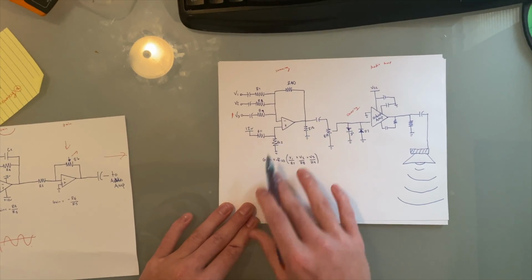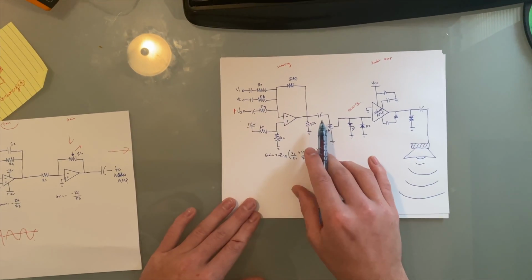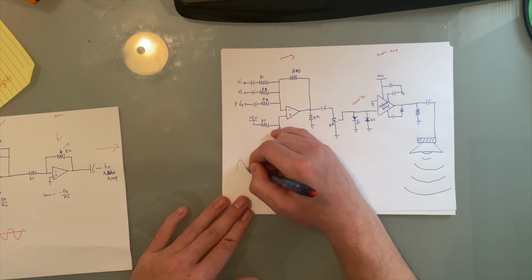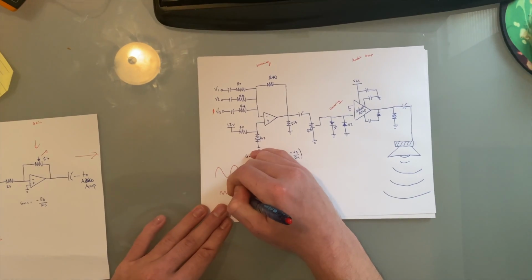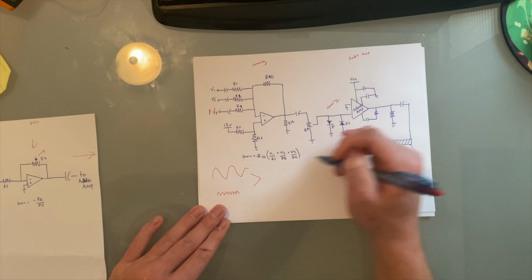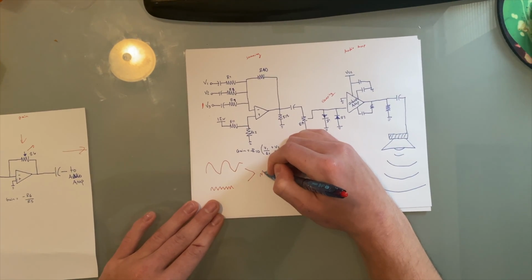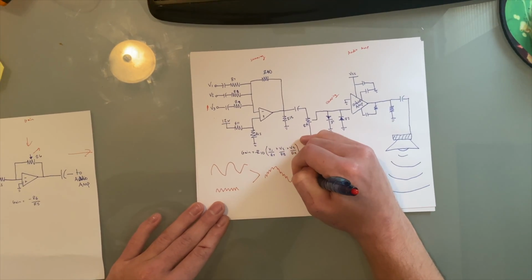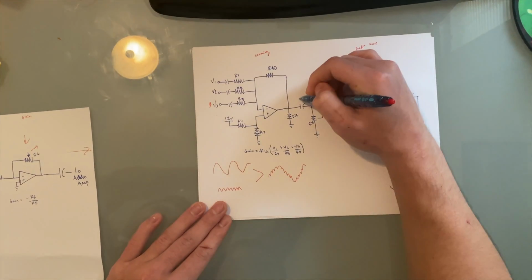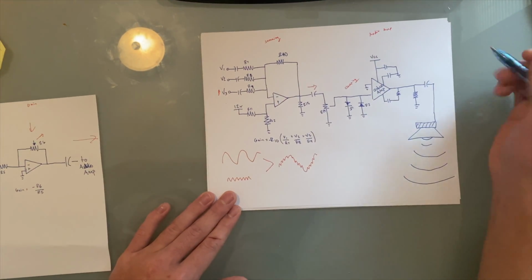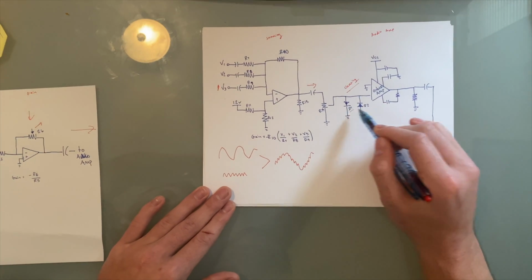So this will sum 3 signals into one signal. So if you have a signal that looks like this and a smaller high frequency one, it will sum these into something that looks like this. And this will go through another coupling capacitor into a clamping network done with diodes.